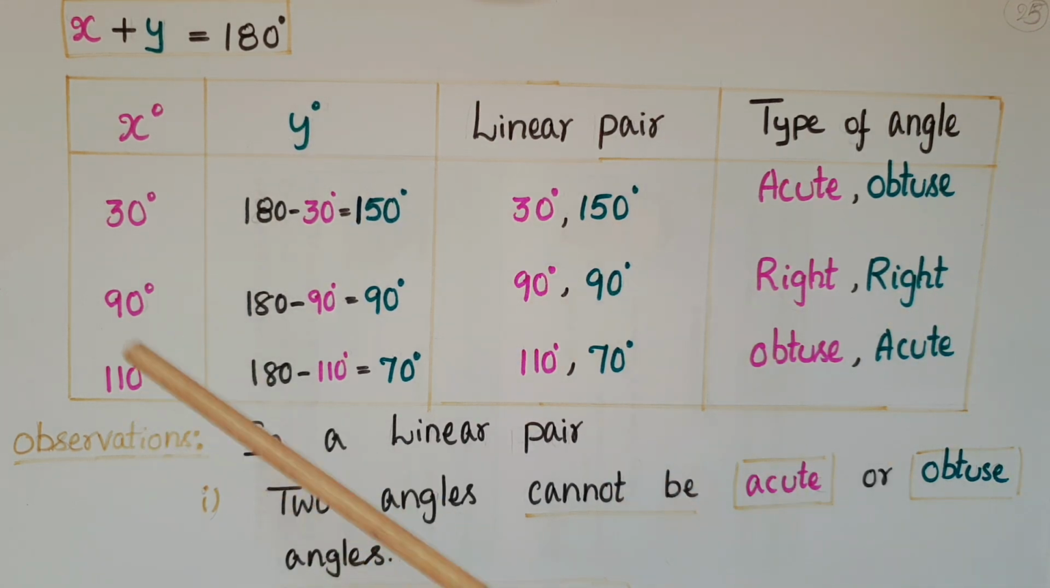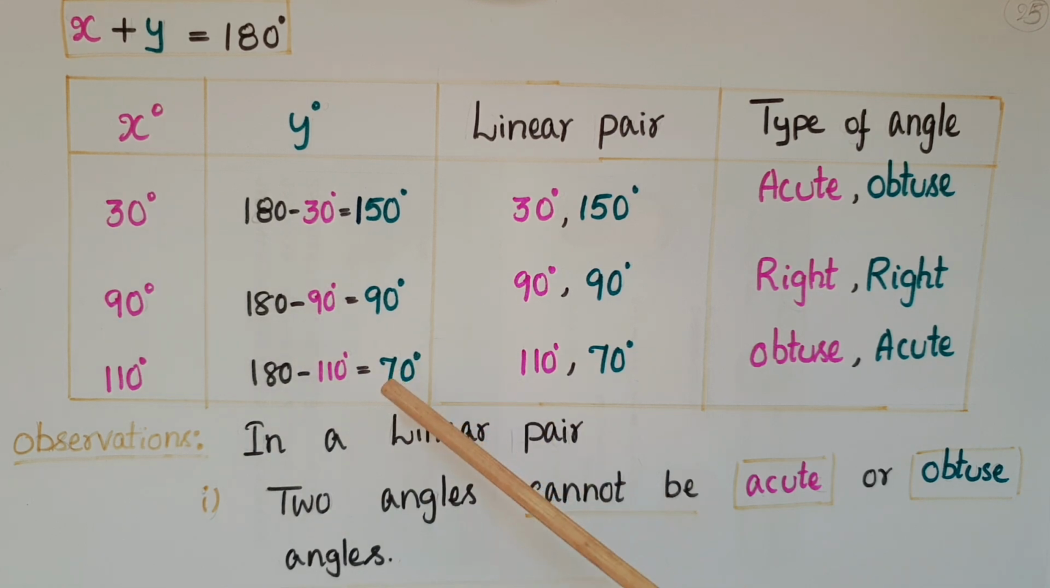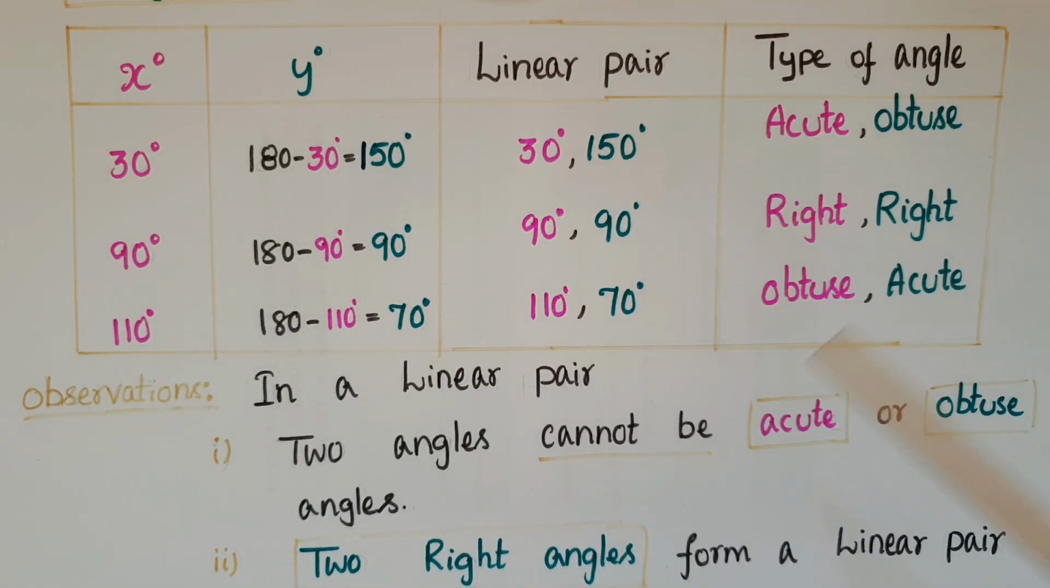Suppose an angle in a linear pair is 110 degrees, that is obtuse angle, then the other angle is 70 degrees, this is acute angle. So in a linear pair of angles, if one angle is obtuse angle, then the other angle should be acute angle. From this table we can understand that in a linear pair of angles, two angles cannot both be acute or both obtuse angles, and two right angles form a linear pair.